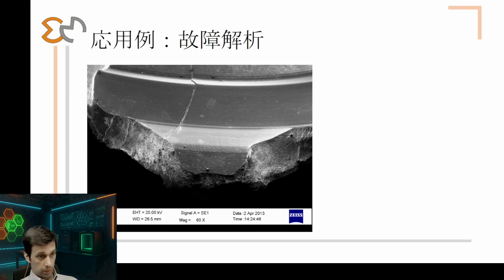This is another typical application of electron microscopy, scanning electron microscopy in particular. This is a piece of steel that has been broken, and the scanning electron microscopy is used to look at the surface, to search the defect, and to observe the morphology, so how it broke down.